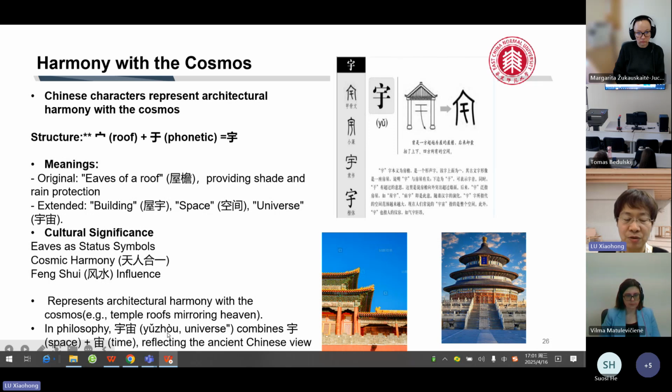And then in philosophy, we have the word 宇宙, with 宇 together used with 宙. It means universe. It combines 宇, space, and 宙, time. So when we use 宇宙 together, it indicates the ancient Chinese view of the universe, of the cosmos. So 宇 indicates space, 宙 indicates time.